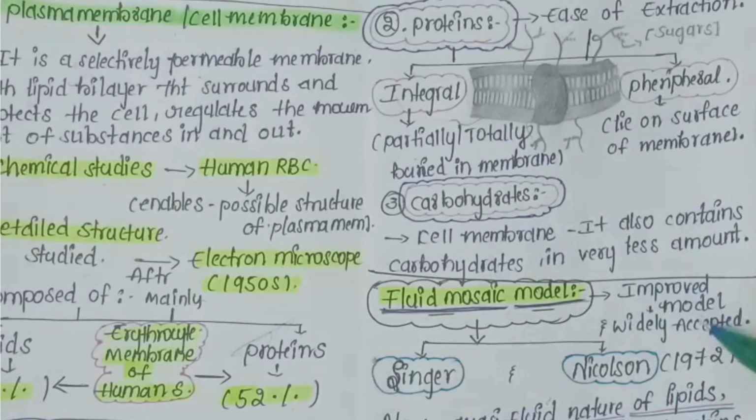The most improved model of the plasma membrane is known as the fluid mosaic model, proposed by the scientists Singer and Nicholson in 1972. According to this model, the lateral movement of proteins within the lipid bilayer is due to the quasi-fluid nature of lipids, and this fluid nature of lipids helps in cell growth, cell division, endocytosis and secretions, etc. This ability to move within the membrane is measured as its fluidity.